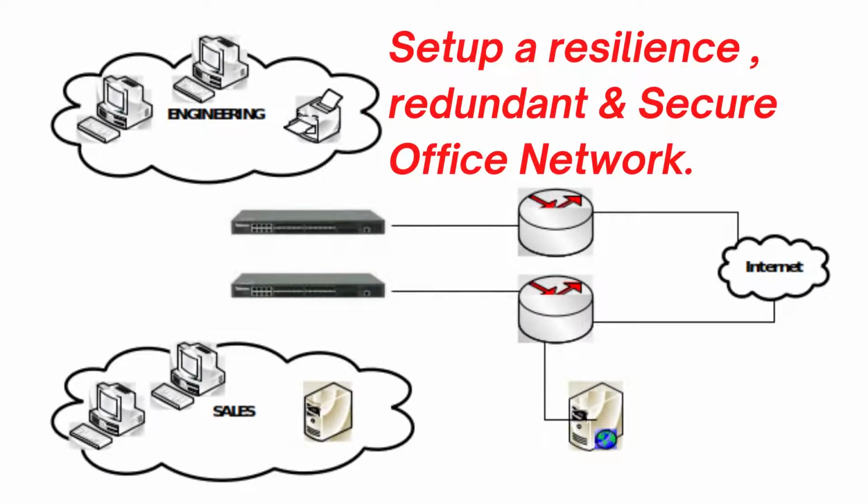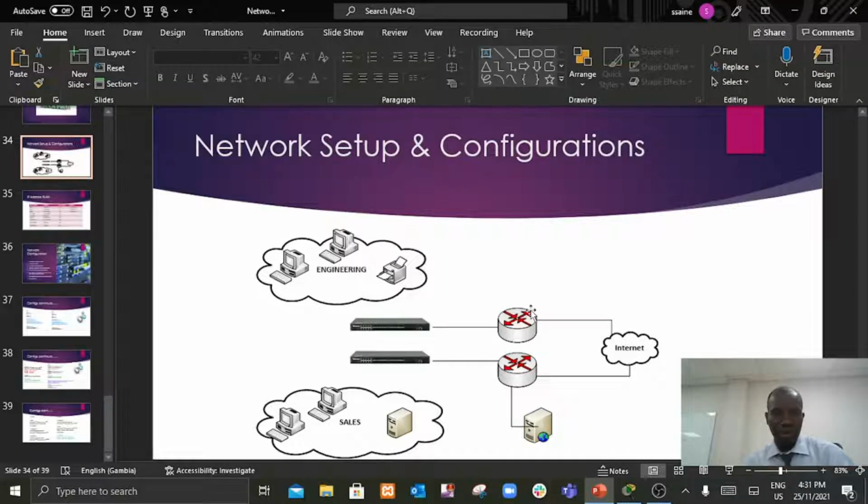In this video, we are going to look at network setup and configurations. We have a scenario, an office, and we want to ensure that there is redundancy. That means we have two routers, R1 and R2, connecting to the internet through different ISPs, or internet service providers.